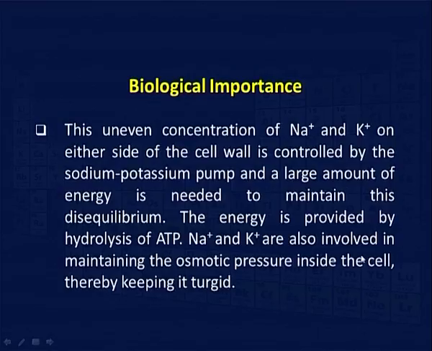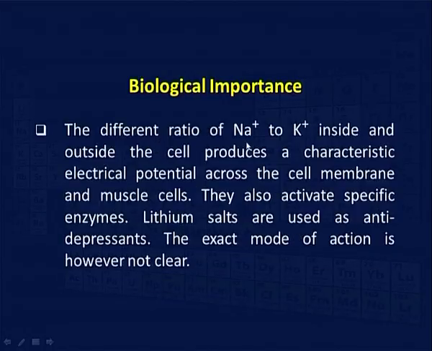So, sodium and potassium are involved in maintaining the osmotic pressure inside the cell, thereby keeping it turgid. Now, you may be thinking, what is turgid? Turgid is nothing but something like swollen, something which swells. The different ratio of sodium plus and potassium plus inside and outside the cell produces a characteristic electrical potential across the cell membrane and the muscle cells. They can activate specific enzymes. Lithium salts are also used as antidepressants, but the exact mode of action is not very clear.